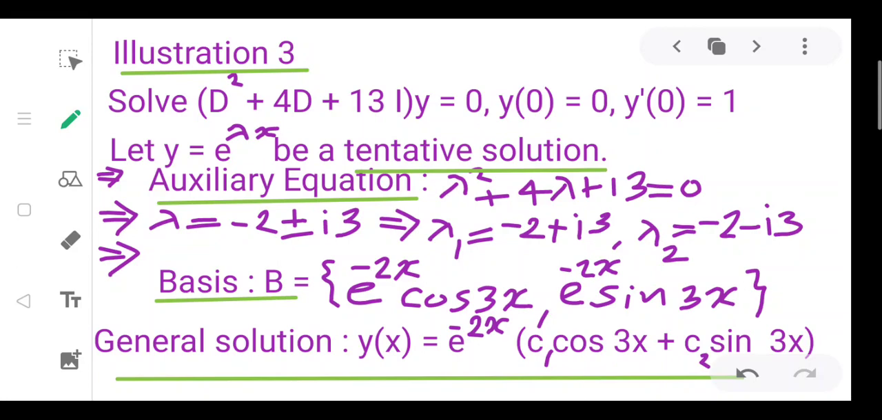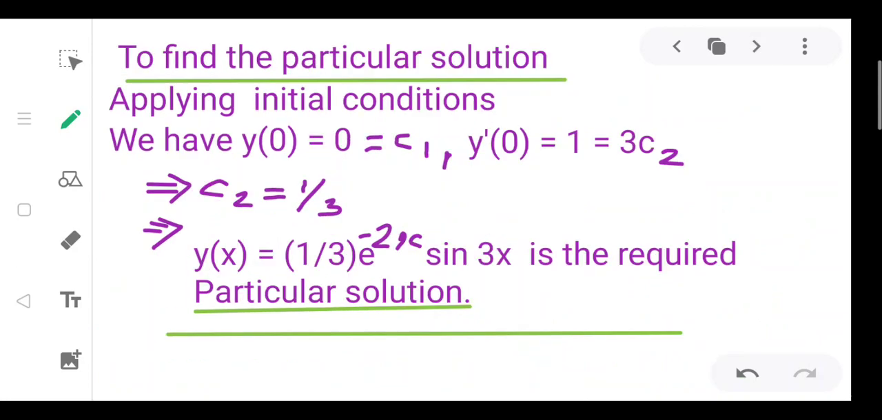But the problem is not over. Why? We are required to find the particular solution of this problem. That means we have to find the values of c1 and c2 by applying the initial conditions. So applying the initial condition, y of 0 is given as 0, so c1 equal to 0. Similarly, you find y dash x, and substituting x equal to 0, we get y dash 0 equal to 3c2. It is given y dash 0 equal to 1, so c2 equal to 1 by 3.